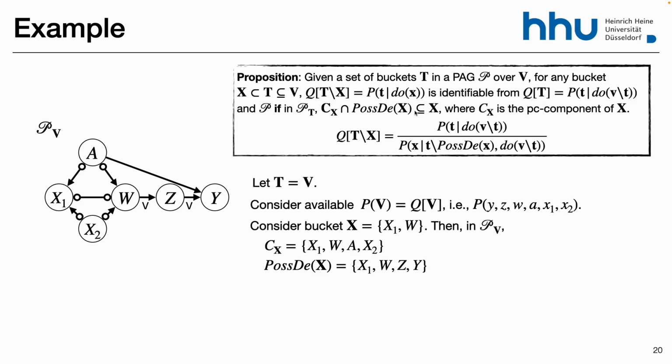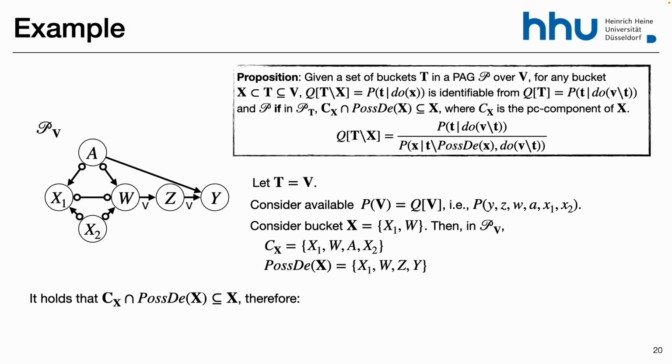And the other part that I need to compute to see if this condition is being satisfied are the possible descendants of x. So the possible descendants of x include the possible descendants of x1, which are w, z, and y, and the possible descendants of w, which are z and y. So those are the possible descendants of x1 and w. And if we compute the intersection of these two sets, you see that's just x1 and w, which is just x. So the condition is satisfied. The intersection is just contained in x.